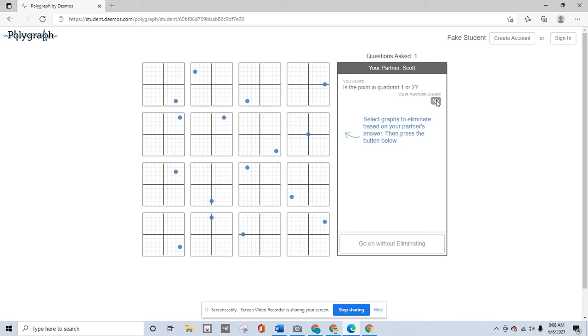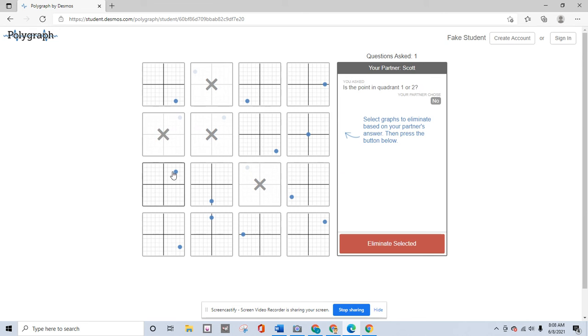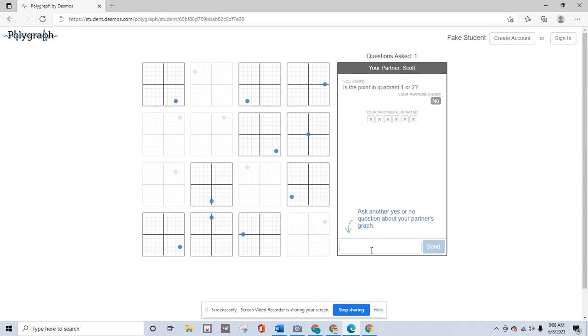It says no here. Now it says select the graphs to eliminate. This is super important. Based on your partner's answers, then press the button below. Points that are on an axis don't have a quadrant, but all these other points, this is in quadrant 2, so I'm going to get rid of that one. This is in quadrant 1, goodbye. Quadrant 1, goodbye. This is in quadrant 2. Quadrant 1, quadrant 1. So those are all the ones I've eliminated. Now I'm going to eliminate selected. We're going to keep on going.